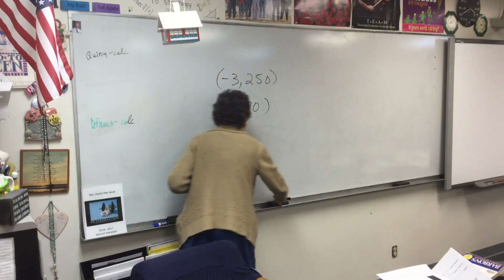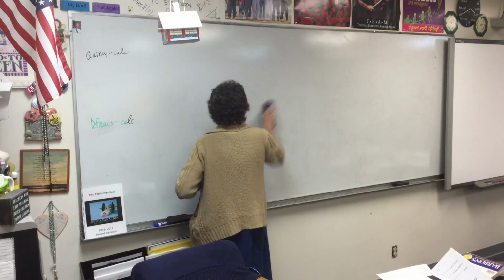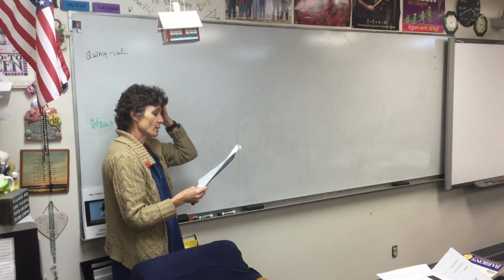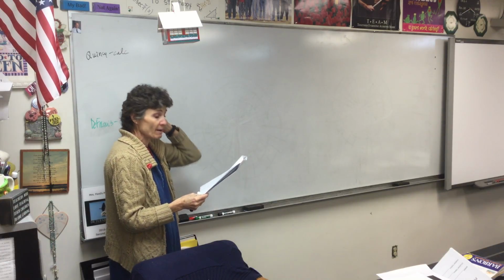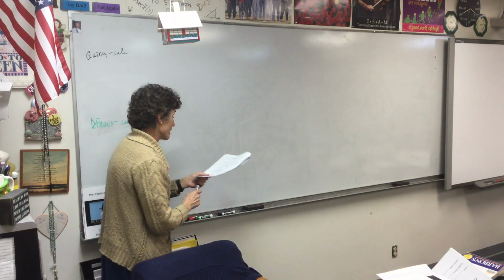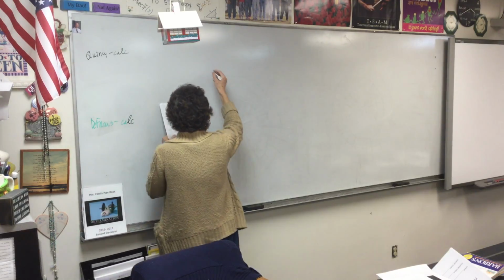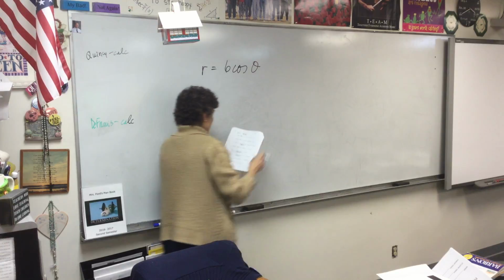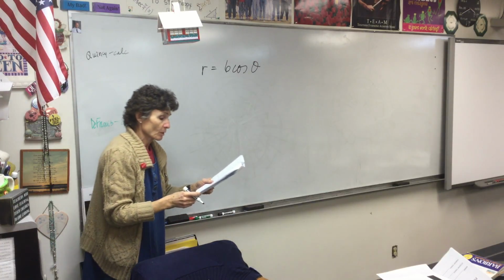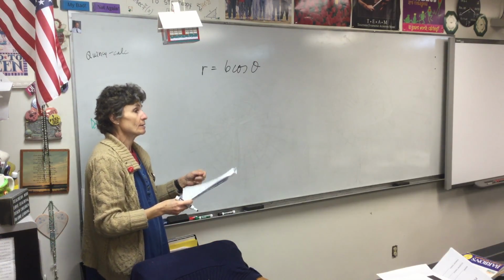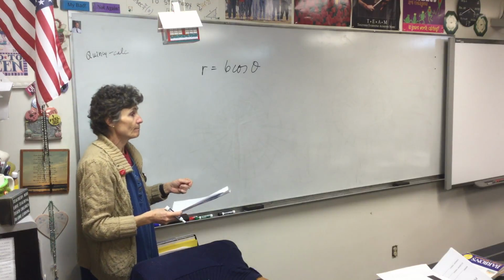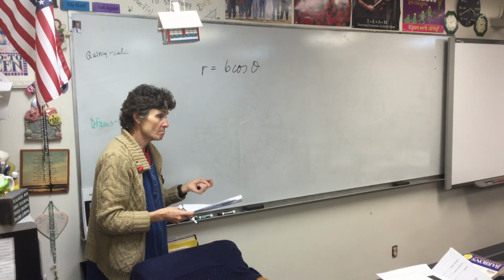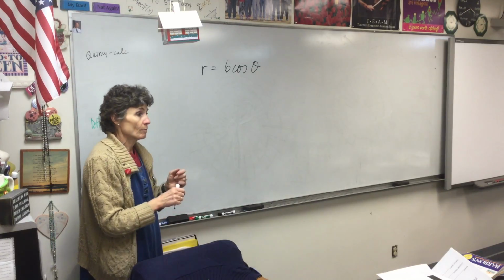All right, so yesterday we finished our practice quiz. We got through 1 through 5. So now we're going to start on number 6. Number 6 says r equals 6 cosine theta, and the directions say, write as a Cartesian, rectangular, complex equation. Okay? So here we go.